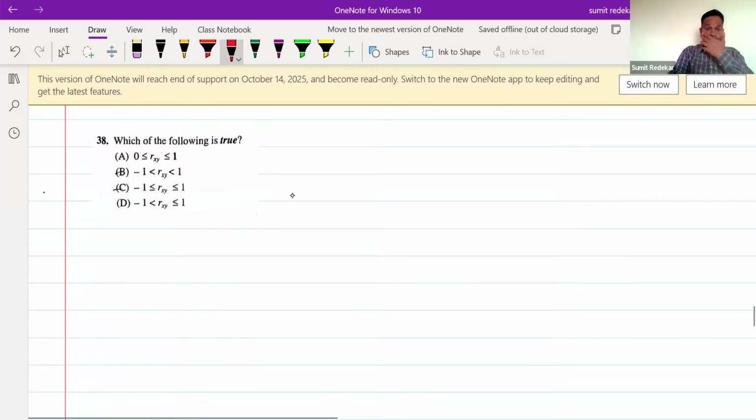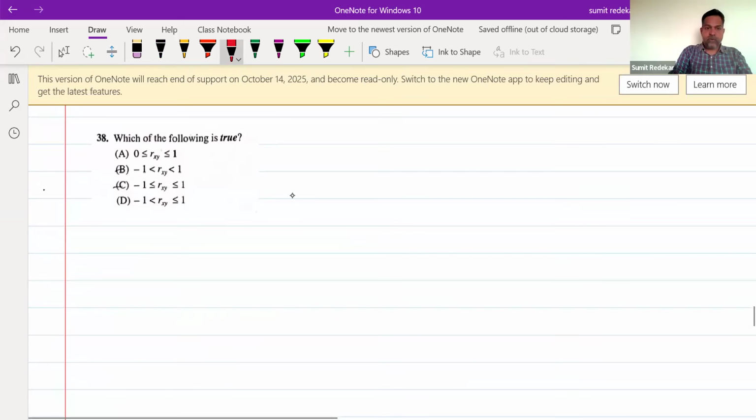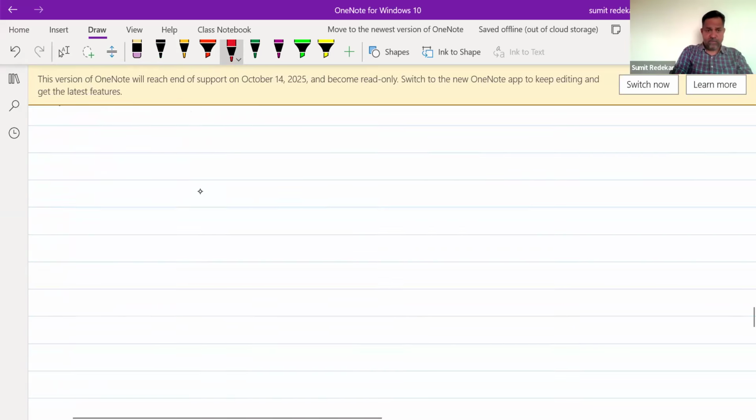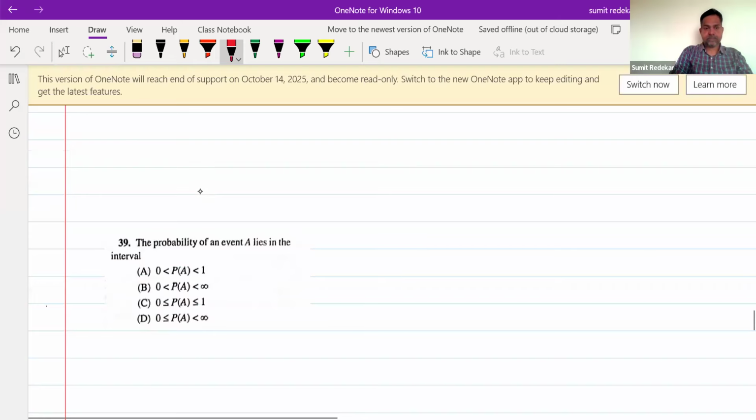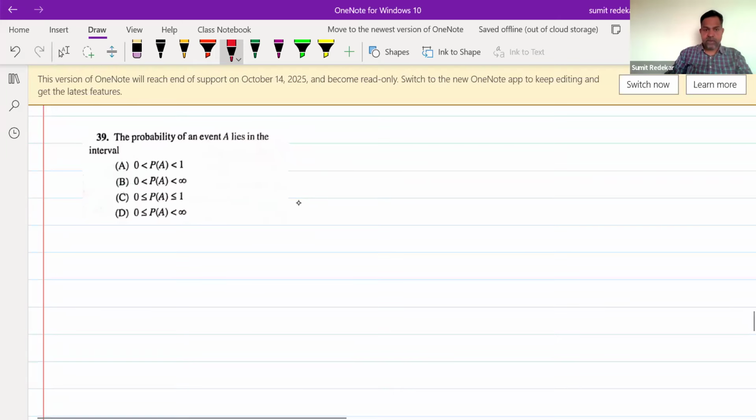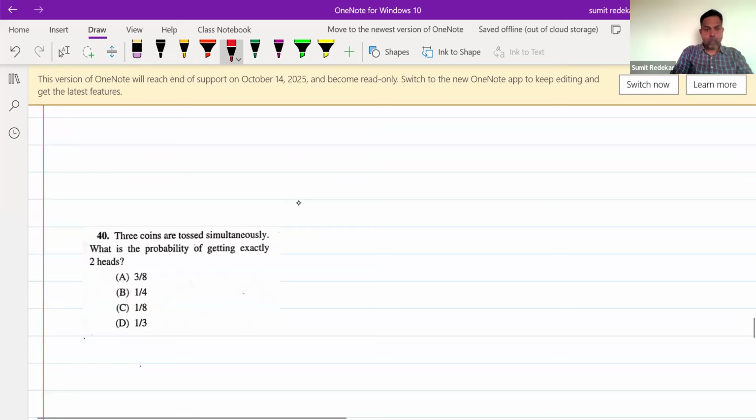A pretty straightforward question, a very no-brainer question. Which of the following is true? They are asking about r, so r always lies between -1 and +1 included. Correlation can be positive 1 or negative 1. Probability always lies between 0 and 1, which we also did in supervision, 0 and 1 included.